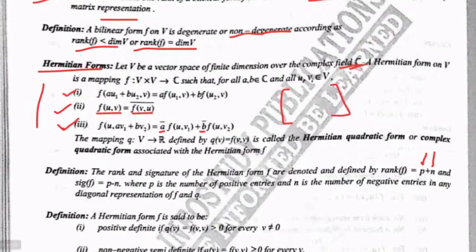The rank and signature of a Hermitian form are defined as follows: rank is equal to p plus n. P is the number of positive entries in the diagonal representation, and n is the number of negative entries. We can write this in diagonal form. The signature is p minus n. In this Hermitian form, we get diagonal entries, and we all know that these are nothing but eigenvalues. So the signature is p minus n, where p is the number of positive entries and n is the number of negative entries. Your rank is nothing but p plus n.